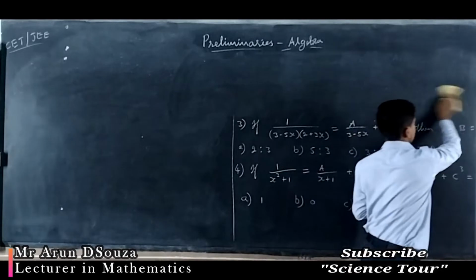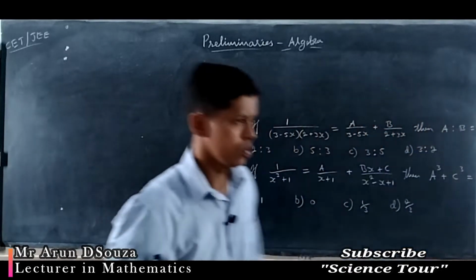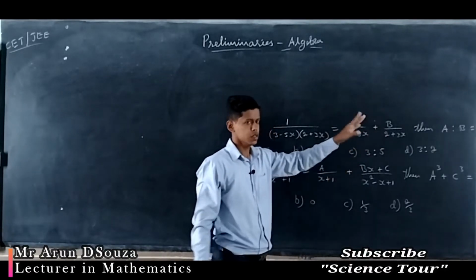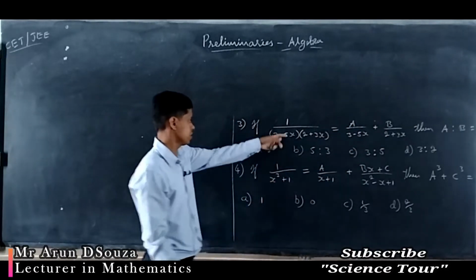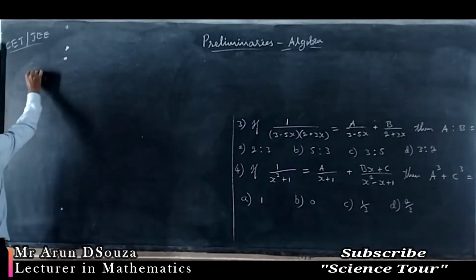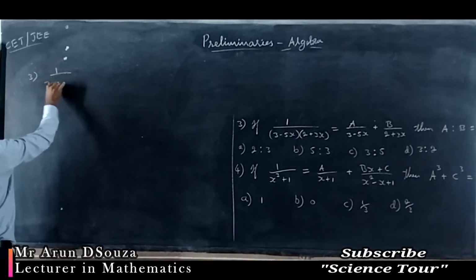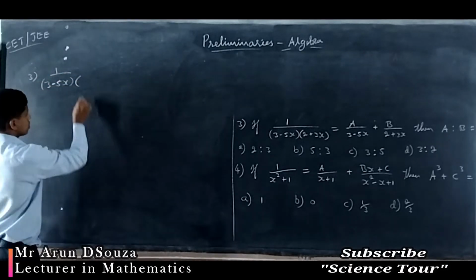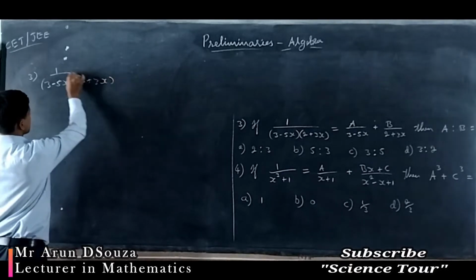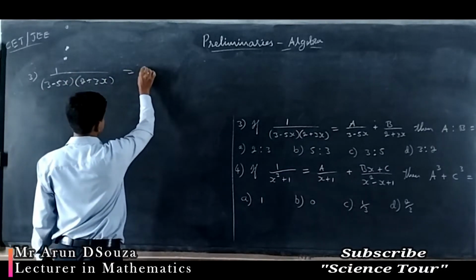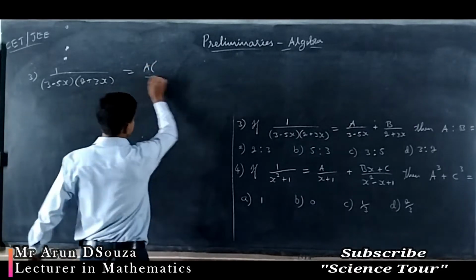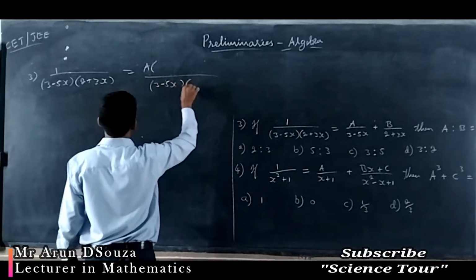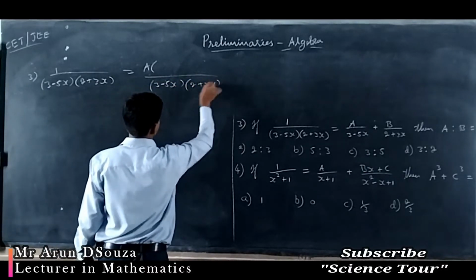Next question, third. See, what we can do here is you have A, you have B. So finding A and B is not that difficult. So this is an easier question. So third one, you have 1 by 3 minus 5x and 2 plus 3x. That is equal to, you take LCM. Okay, so when you take LCM, LCM is this 3 minus 5x and then 2 plus 3x.